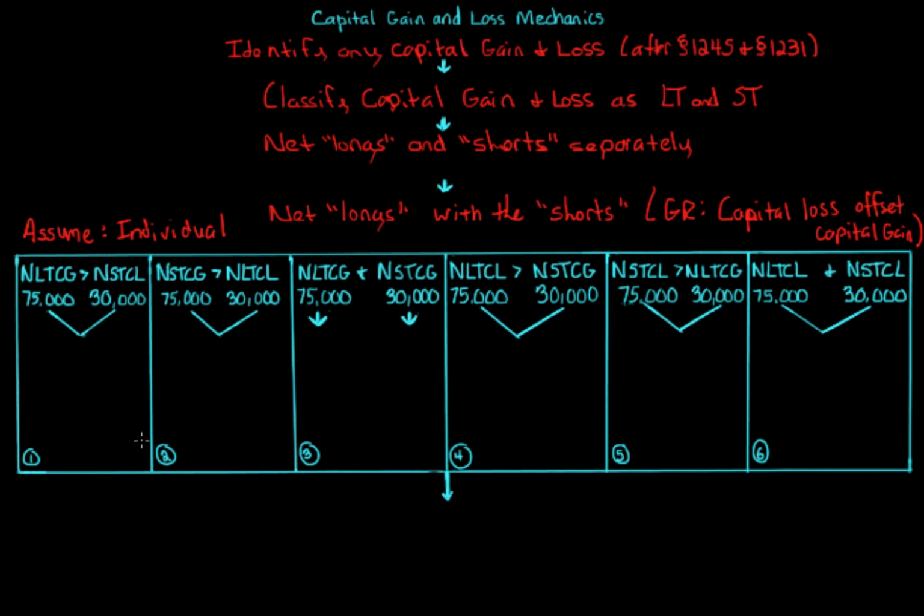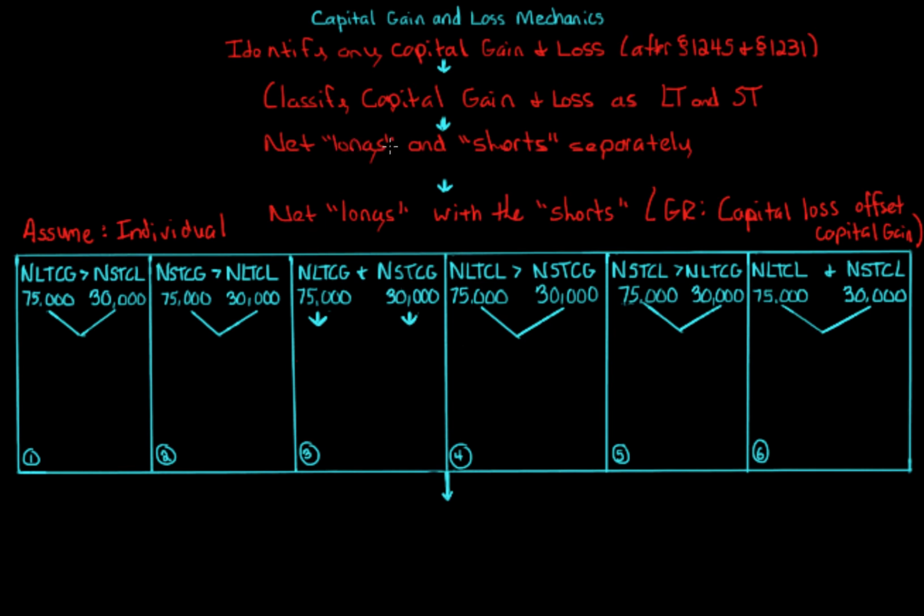So we go through the steps. This individual, in example 1, we identify the capital gains and capital losses after 1245 and 1231. We classify the capital gains and losses as long-term and short-term. Then we net the longs and we net the shorts separately. Okay? And that's what we've done right here. So after this step, in example 1, our net long-term capital gain is $75,000. Our net short-term capital loss is $30,000. So again, these are 6 different possibilities of how this could play out.